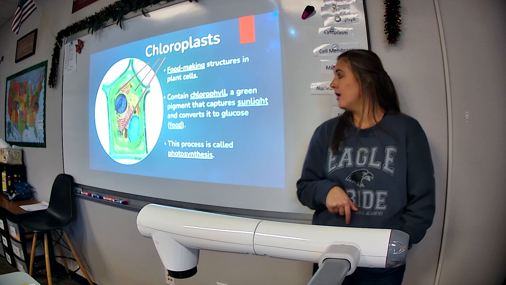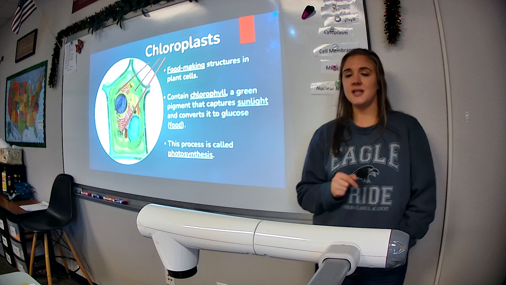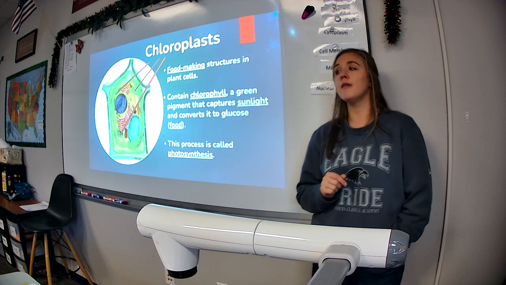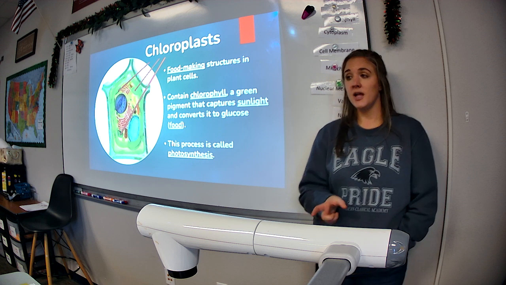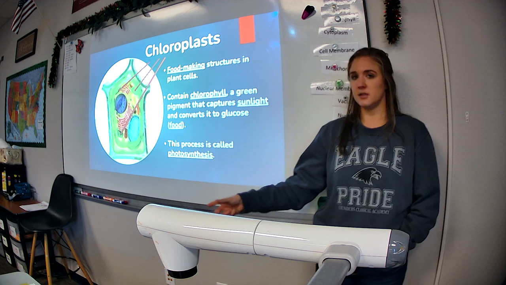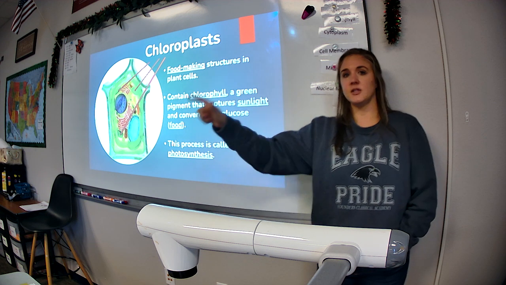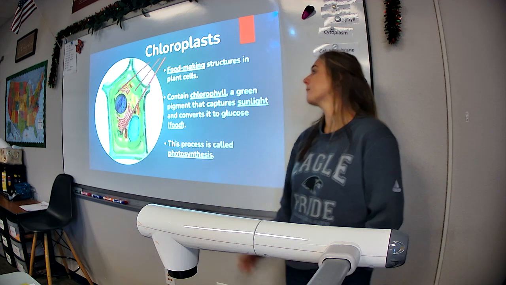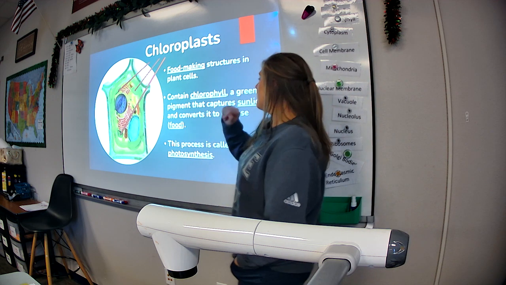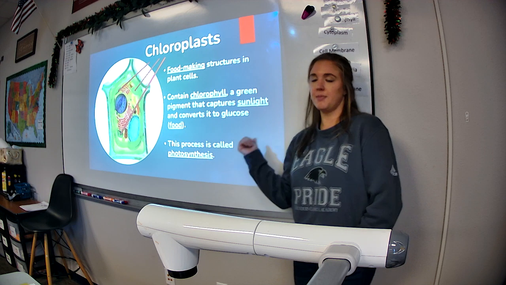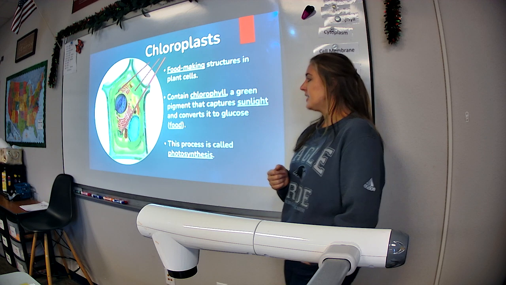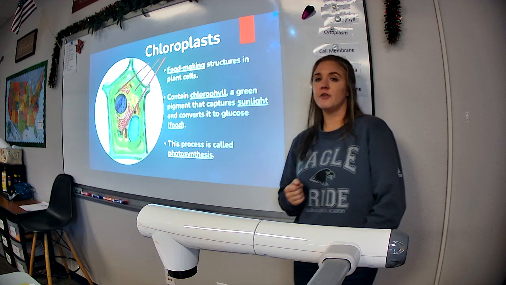Now, the chloroplasts contain a chemical called chlorophyll. The best way to remember that is the chlorophyll fills the chloroplast. It's what goes inside of it. It fills it up. This is a green pigment that captures sunlight and converts it to glucose, which is the plant's form of food. This process is called photosynthesis.